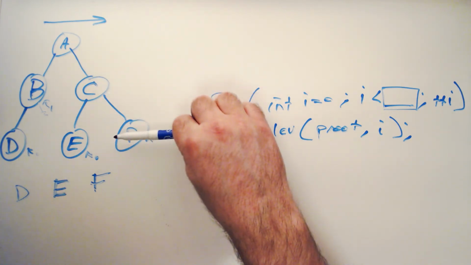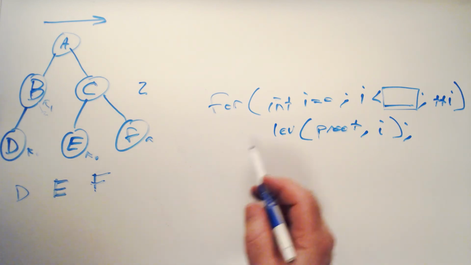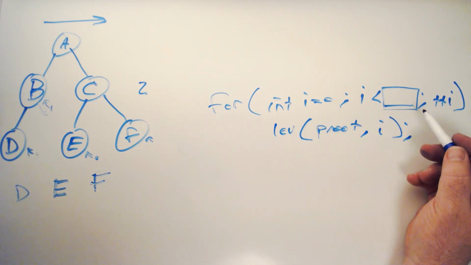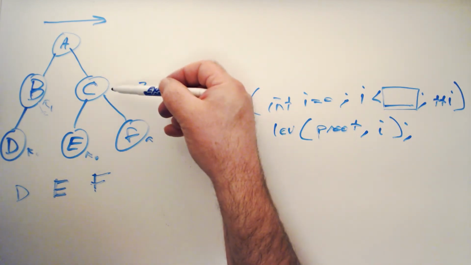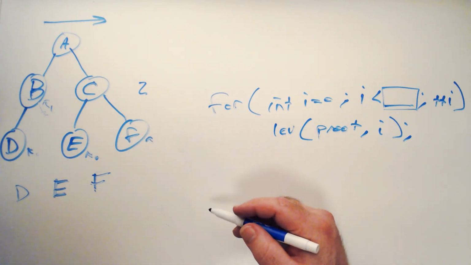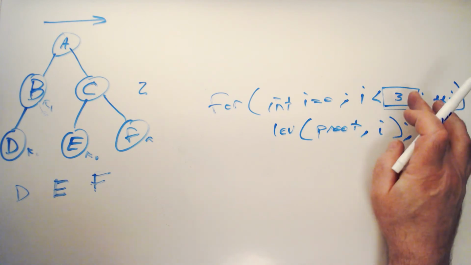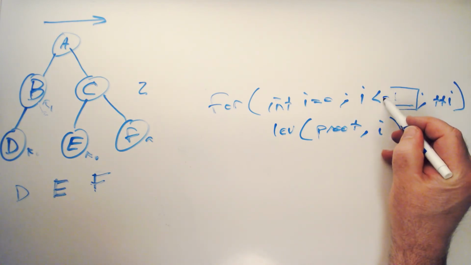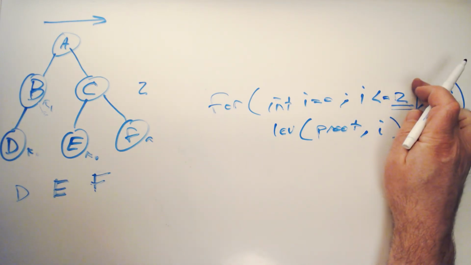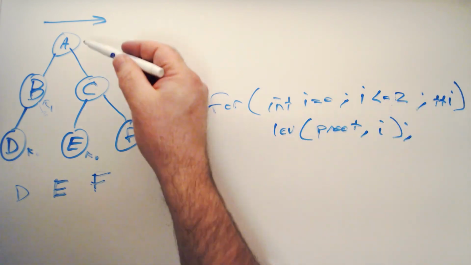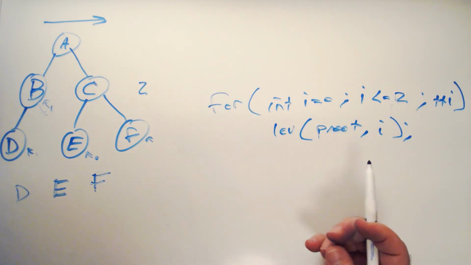So this tree height is 2. This needs to go from 0 to 2, right? 0, 1, and 2. So you would either put a 3 in here, right? Because that's a less than. Or I could say less than or equal to 2. Because I have to execute it 3 times. Yeah, the loop has to run 3 times, obviously, right?